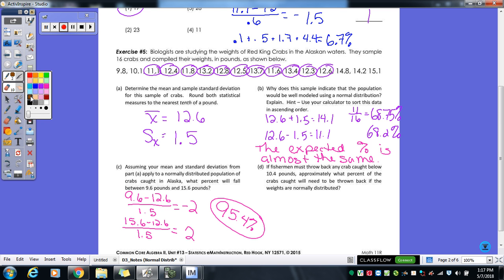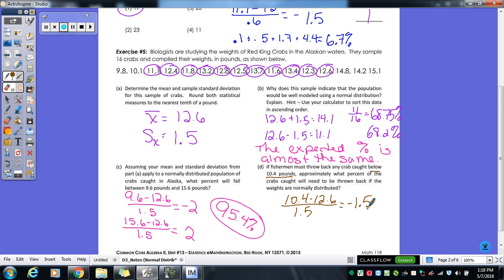So then our last one on this page, part D: if fishermen must throw back any crab caught below 10.4 pounds, approximately what percent of the crabs caught will need to be thrown back if the weights are normally distributed? Again, first we have to figure out where 10.4 falls on our bell curve. Subtract the mean, divide by the standard deviation. Let's see where we fall. -1.5. It was like -1.46, so we rounded to -1.5 because we have to do halves.